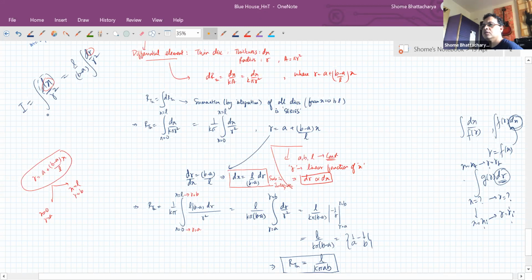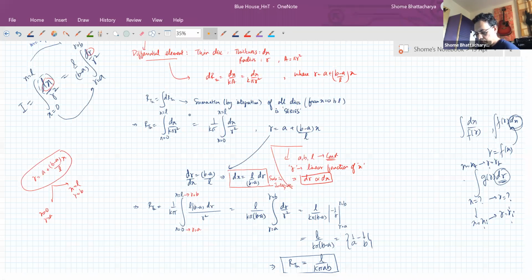You're understanding the point? So I cannot substitute the value of x into the value of r. I have to see that correspondingly when x was equal to 0, what was the value of r? r was a. Correspondingly when x's value was L, what is the value of r? r was b. So we change the limits of x to limits of r, because we are changing the variable of integration from x to r. Okay, clear now? Yes, sir.